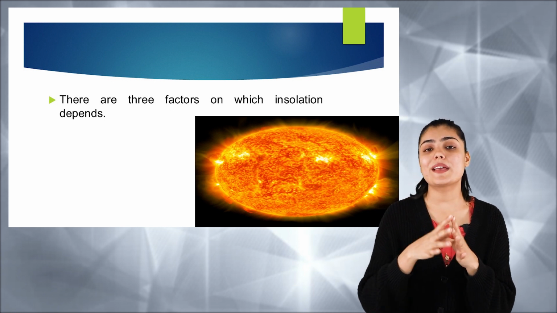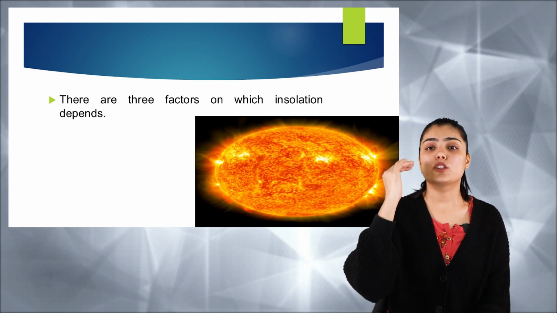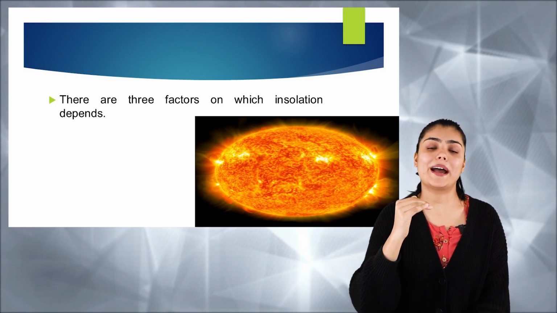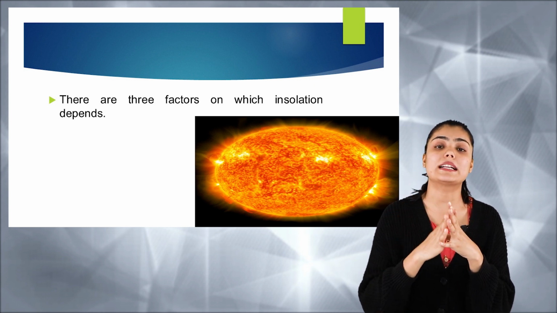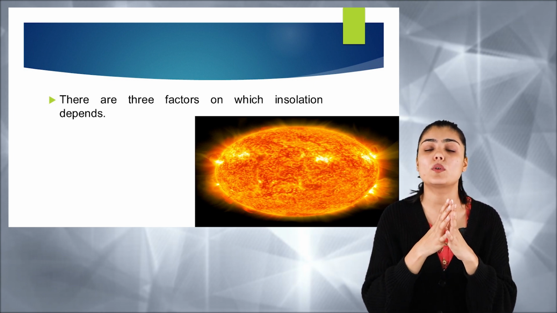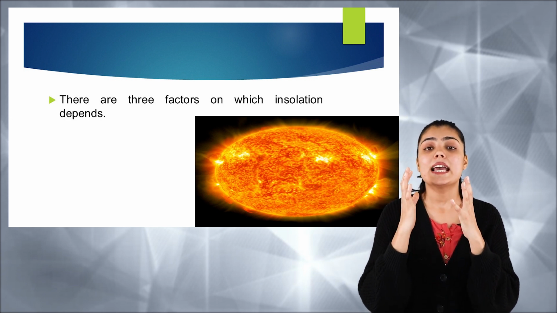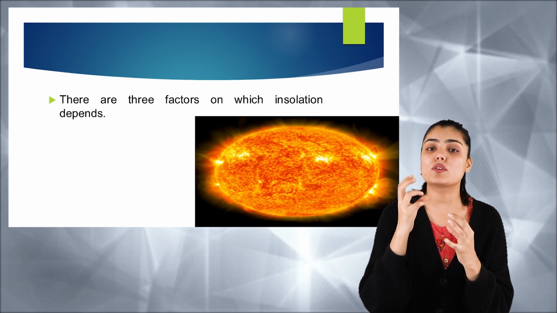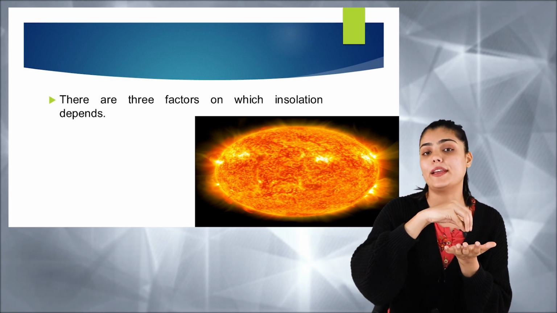So insolation depends on the angle of the sun, the duration of the day, and the atmosphere to be crossed by the solar radiation. The first factor that influences the climate is solar energy. What is solar energy? Solar energy is also called insolation, and insolation is the amount of solar radiation that reaches a particular given area of the earth.